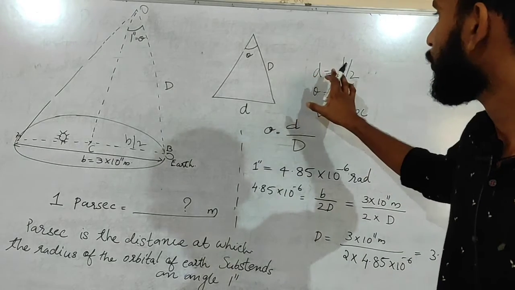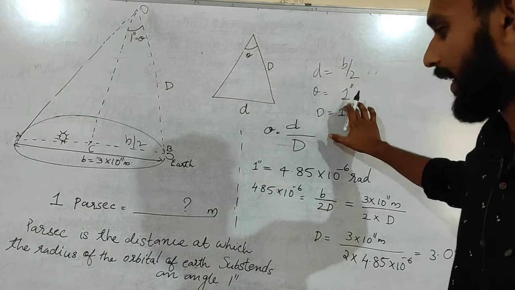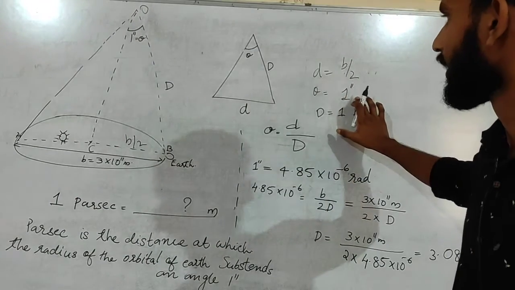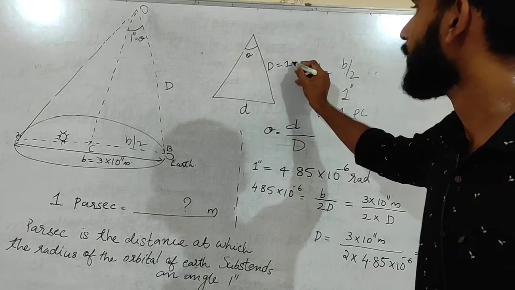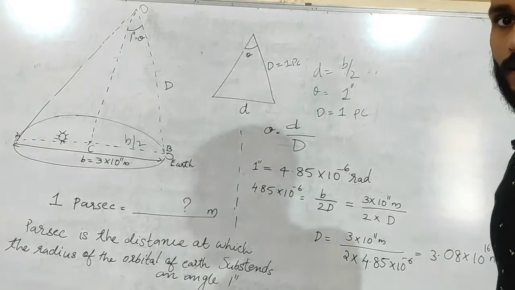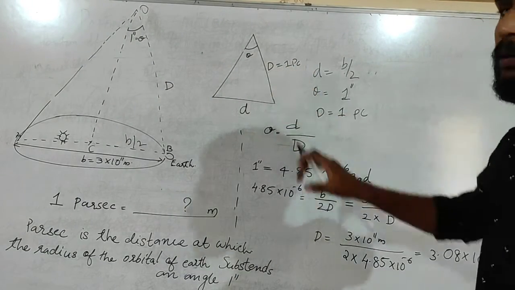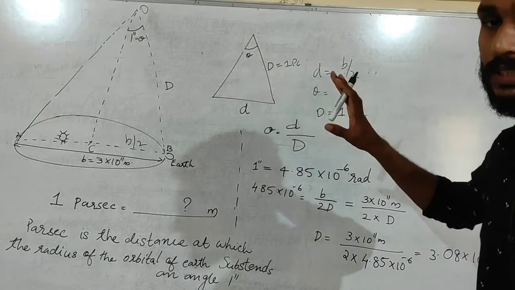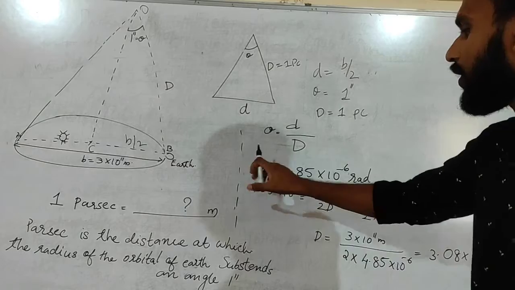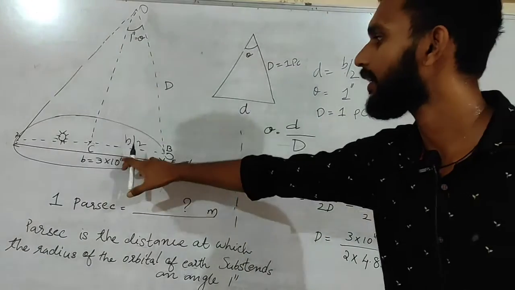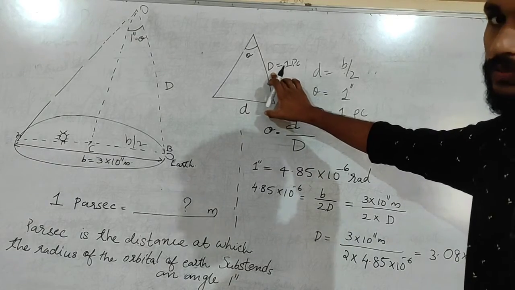If the small d value is the radius of the orbit of earth and theta is 1 second, then the capital D will be equal to 1 parsec, 1 pc. Now you have D as 1 parsec, and you have to find D in terms of meter. For that, you have to substitute the values of 1 second and B by 2, then you will get the value of D.